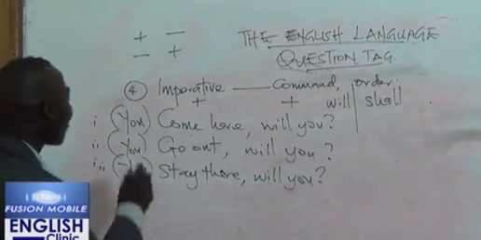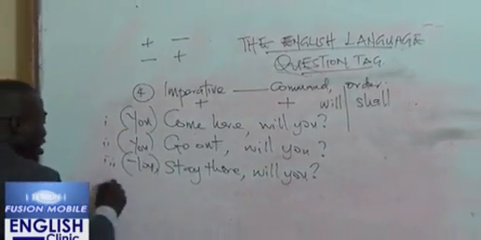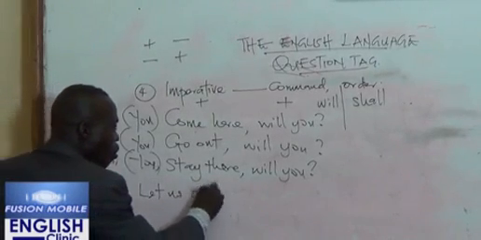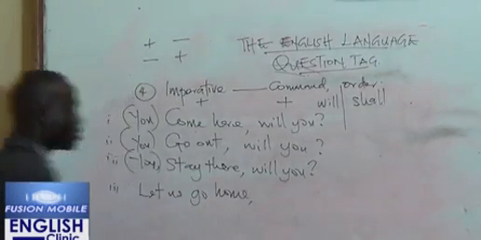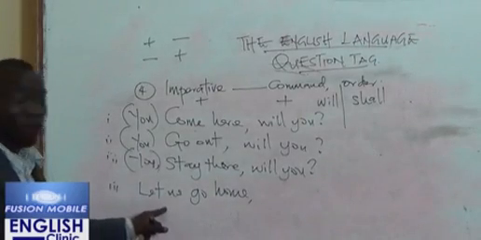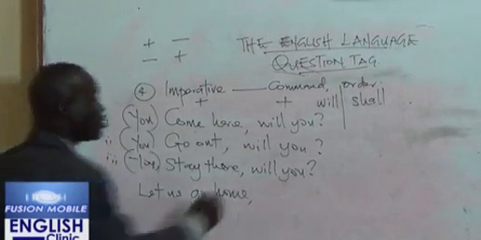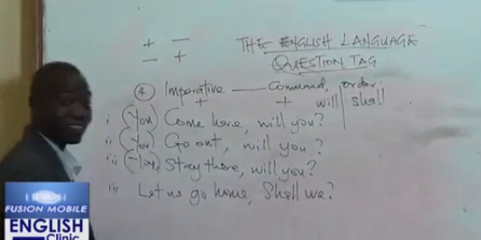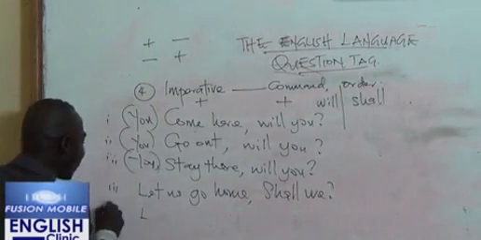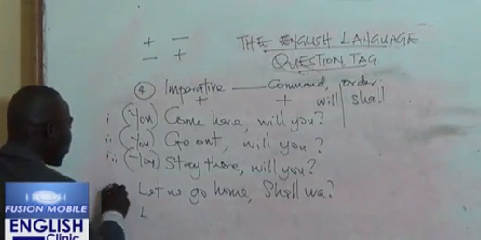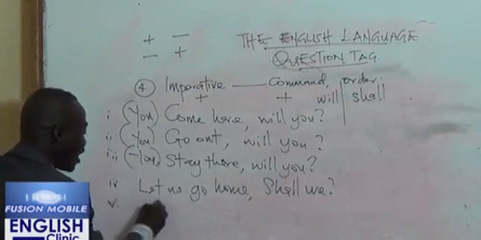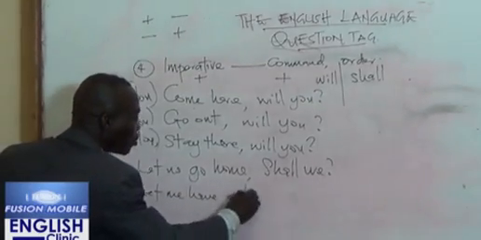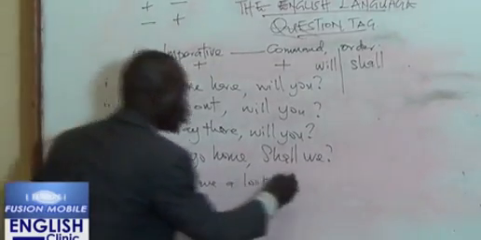Now, if you have a sentence like, let us go home, the tag will now be shall we. It's going to be future tense. Let me have a look. This is example 4 and this is example 5. Let me have a look. The tag will be what? Shall I.